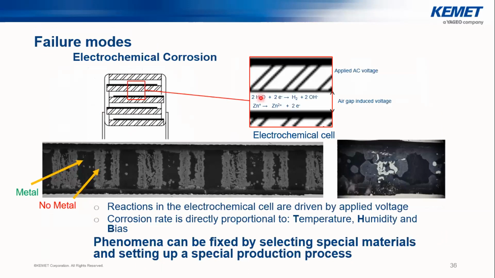And we can also have electrochemical corrosion. This can happen also through air gap induced voltages. So this reaction is also driven by the applied voltage. As you can see here, again, we have the metal parts and the areas without metal, which are getting corroded. This corrosion rate is directly proportional to temperature, humidity, and the DC bias. But again, we are aware that these phenomena can happen, and we are fixing it by selecting a special material and setting up a special production process.